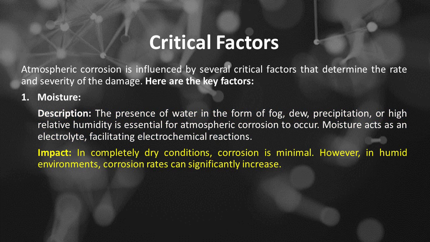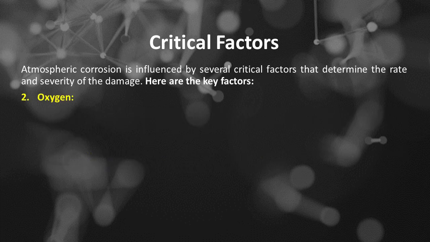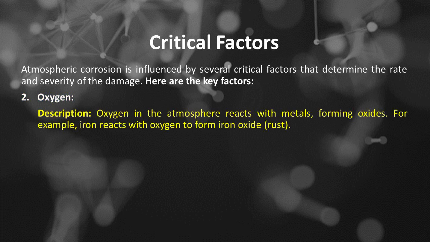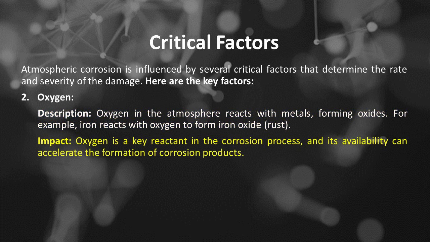Impact of the moisture on atmospheric corrosion. In completely dry conditions, corrosion is minimal. However, in humid environments, corrosion rates can significantly increase. The critical factor number 2 is oxygen. Description of oxygen. Oxygen in the atmosphere reacts with metals, forming oxides. For example, iron reacts with oxygen to form iron oxide, rust. The impact of oxygen. Oxygen is a key reactant in the corrosion process, and its availability can accelerate the formation of corrosion products.